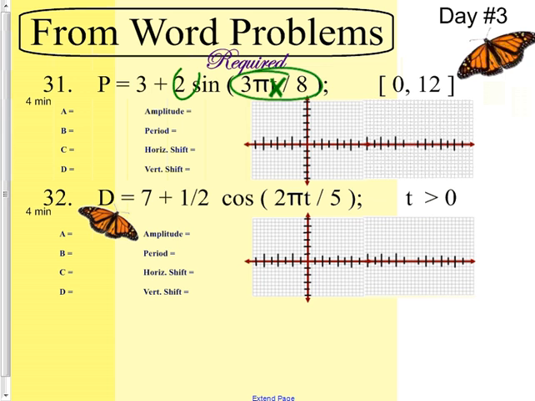Your a term is simple, it's 2. Your d term is simple, it's 3. Why is that the d? You could put it at the end, couldn't you? And say plus 3 at the end instead of plus 3 at the beginning. All right. So then factor out what's on the x. What's on the x? No, be careful. 3 pi over 8 times x. All right, so that's your b term.